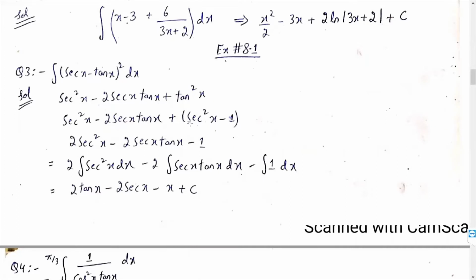Tan square x is equal to secant square x minus 1. Simplifying it, I get 2 secant square x minus 2 secant x tan x minus 1. As integral is a linear operator, we can apply it term by term.